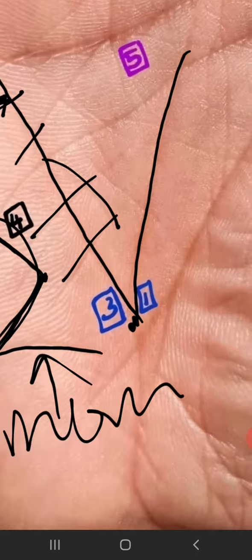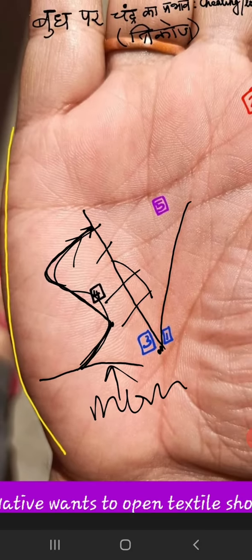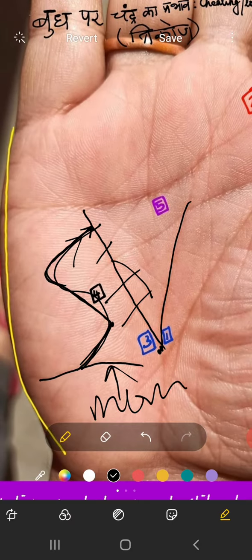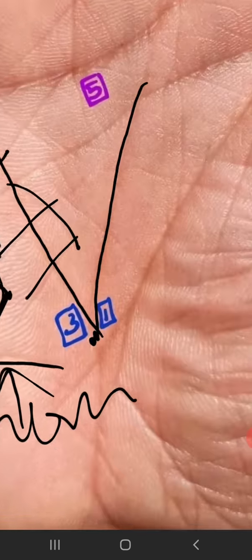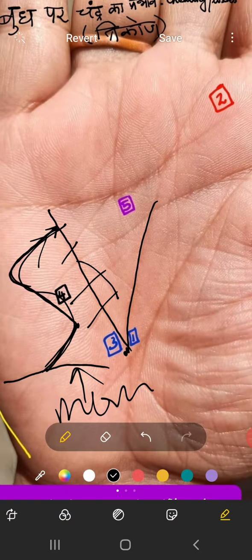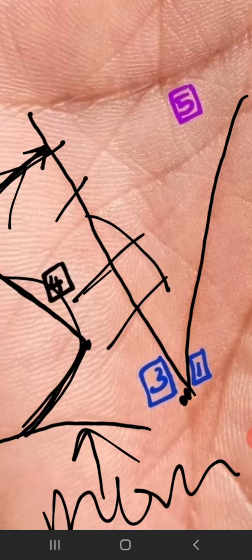So what I have advised this person is that even though he is planning to start a textile shop, textile seems to be the right commodity, because it links to public, it links to luxury goods or whatever, where there is export import. So maybe it is fine. However, he has to be careful, because there would be losses.